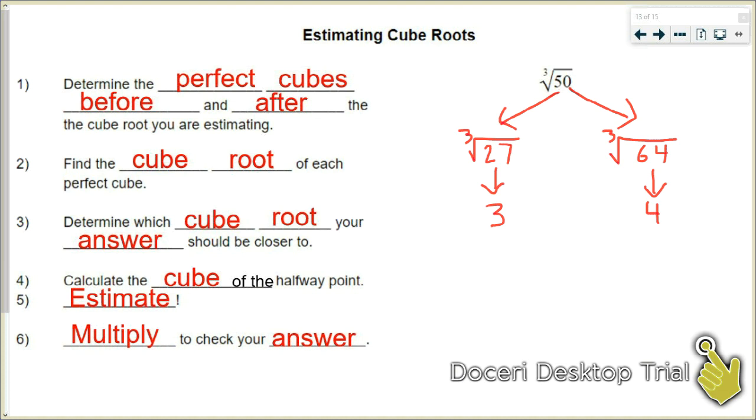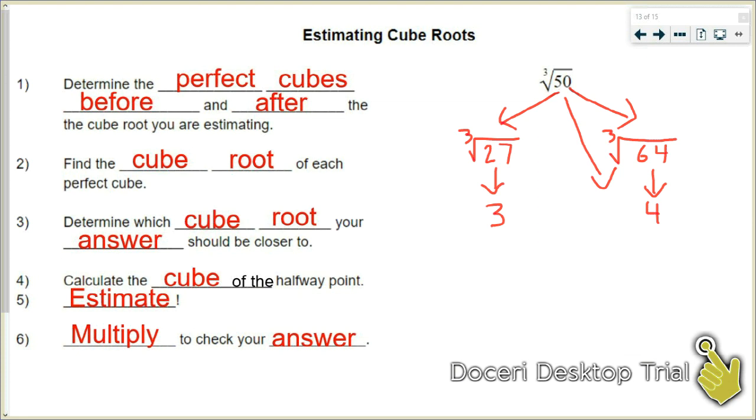Now we get to step 3, which is determine which cube root your answer should be closer to. Well, 50 is kind of in the middle of 27 and 64. It's a little bit closer to 64, so I'm going to assume it's going to be on the high side of our halfway point. And so I'm kind of expecting it to fall in this area down here. Okay?